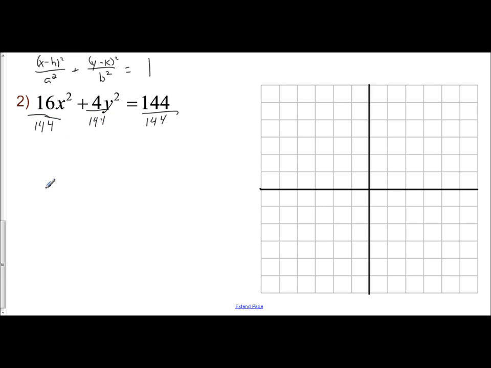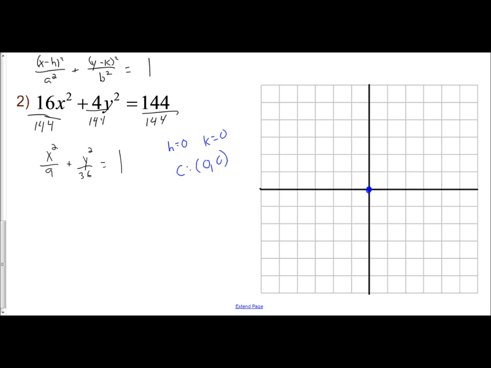And what happens is I'm going to get now x squared over 9 plus y squared over 36 equals 1. And so now I have my standard form. I saw before it wasn't in standard form, so I had to put it there. So now I can identify my H, K, my A squared, my B squared, so my A, B and my C values. So first H, K. Your center here, H is 0, K is 0. So my center is 0, 0. I'm going to mark it.